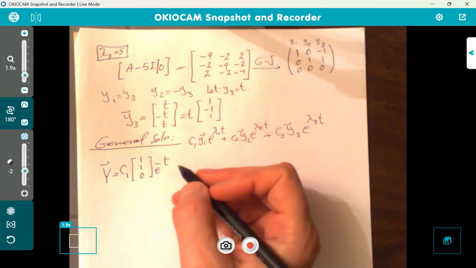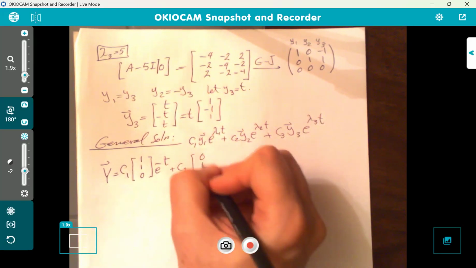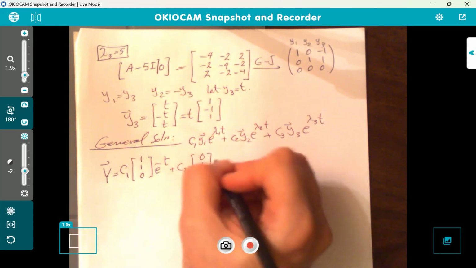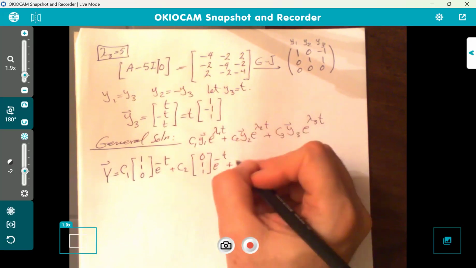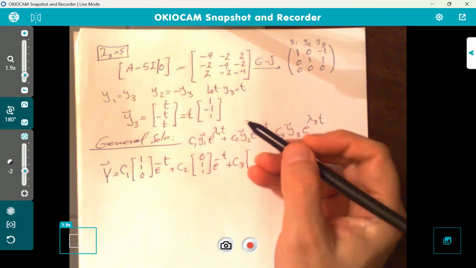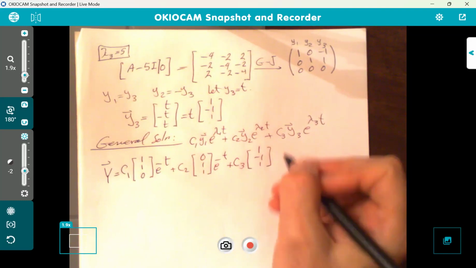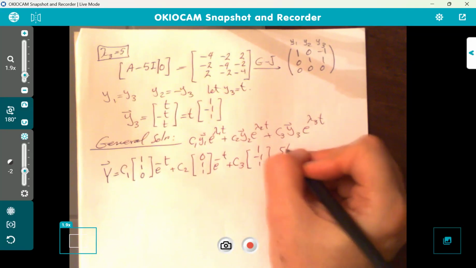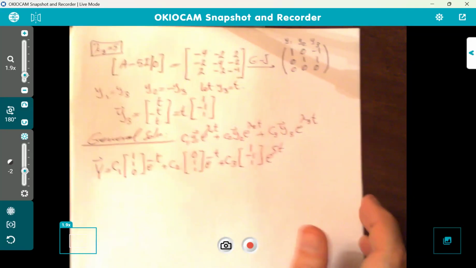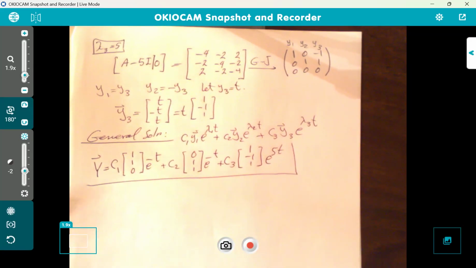So that's this one. And then the other one from previous page, I'm copying, I get 0, 1, 1, and then e to negative t. And finally, the one that we just found, C3, and then of course 1, negative 1, 1. That's the eigenvector that goes with that eigenvalue, e to the 5t. And isn't that cool, folks? There you go. That is the solution to that differential equation. Okay.